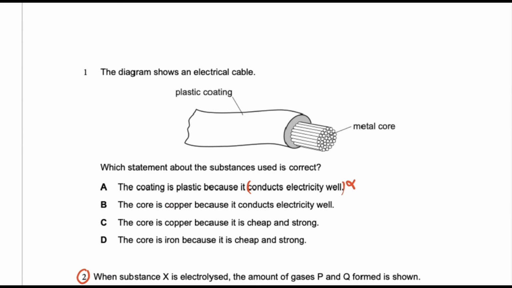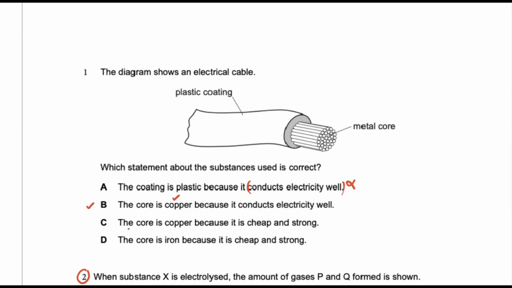The core is copper because it conducts electricity well. Okay, so if you still remember, we say that aluminium is used outside the house, as cable outside the house. Copper is used as wire inside the house. So the core here, copper, acceptable. So this is correct.